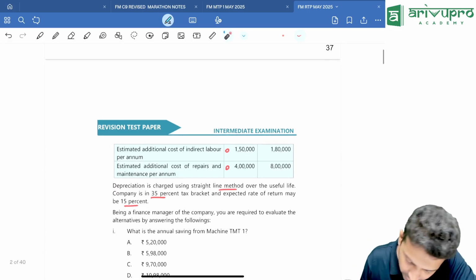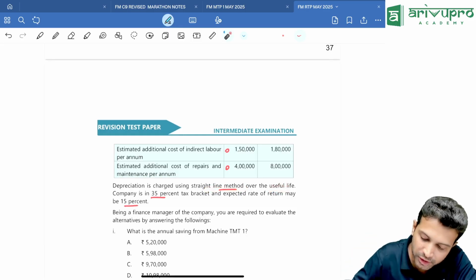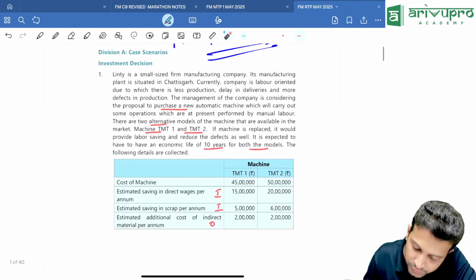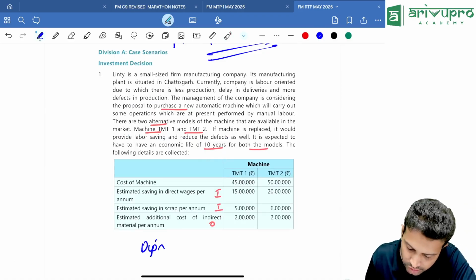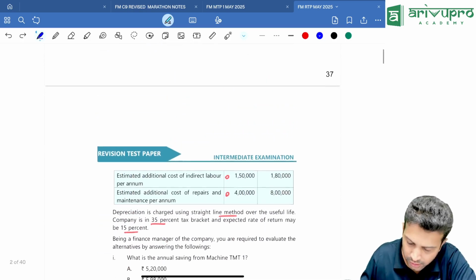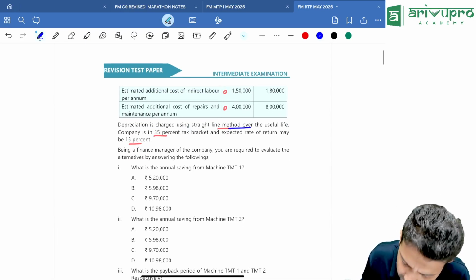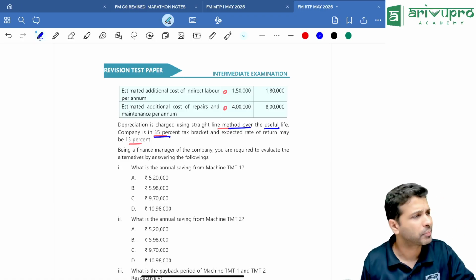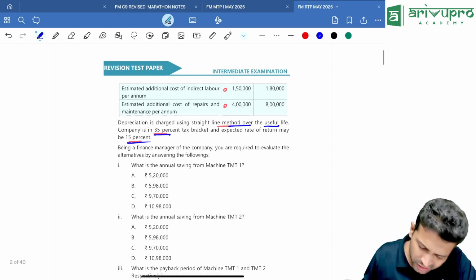What is the requirement? Depreciation is done under straight line method over the useful life. That means what will be depreciation? First asset ka cost is 45 lakh and the life is 10 years. So that means the depreciation for first, there's no salvage value. Okay. Straight line method ka useful life, you need to charge depreciation. Company ka tax bracket is 35%. Return expected is 15%. What is the ask?